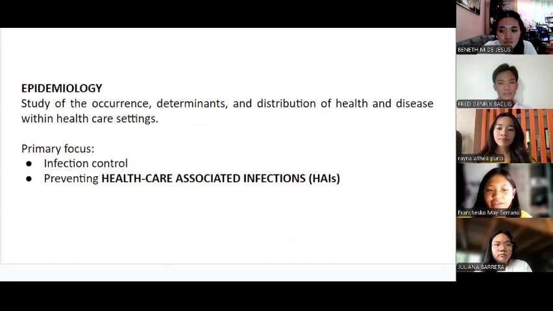Healthcare epidemiology can be defined as the study of occurrence, determinants, and distribution of health and disease within healthcare settings. We should know that healthcare epidemiology is the relationship or interactions between pathogens, the patient, and the environment, which is within a healthcare setting. Although the primary focus of healthcare epidemiology is infection control and HAIs, it also tackles policies and safety measures, not only to protect the patient, but also those who work within an institution.